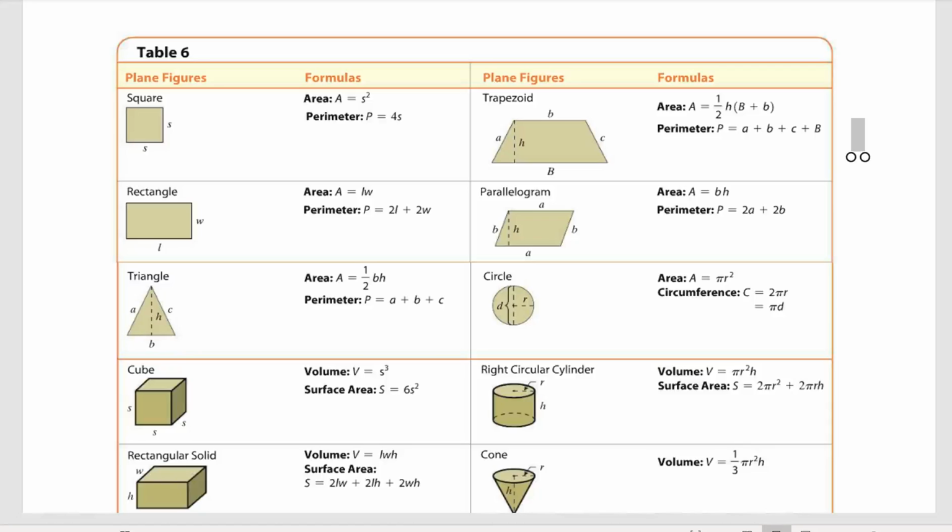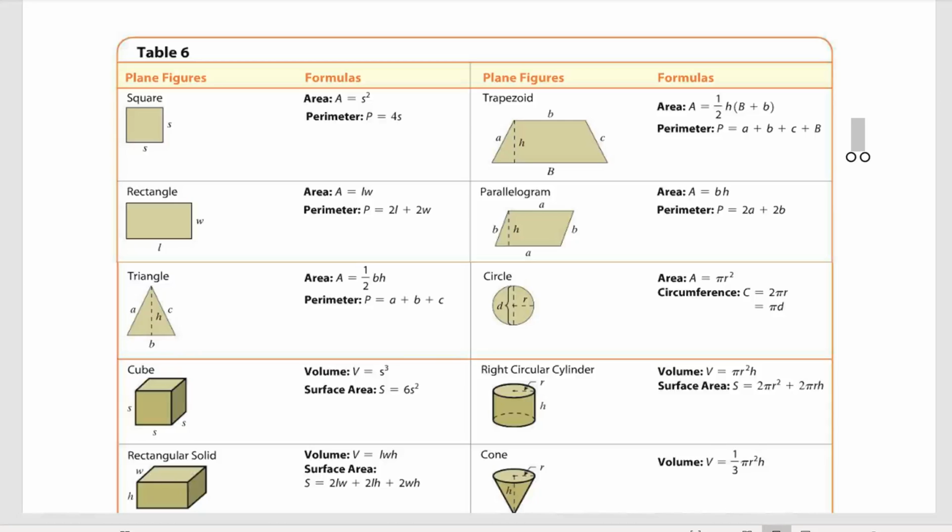And then next one, we have rectangle. The area is length times width. The perimeter is, we have 2 lengths plus 2 widths. Okay? For triangles, the area is 1/2 base times height. So actually, how do we get this formula?